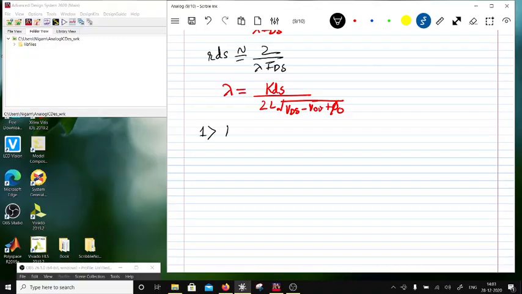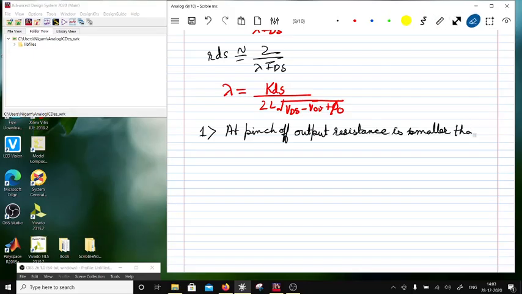One, at pinch off, output resistance is smaller than well within saturation, right? It's smaller than well within saturation. So this is one conclusion we have.